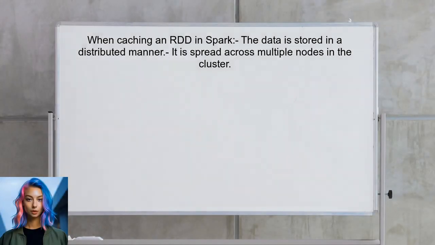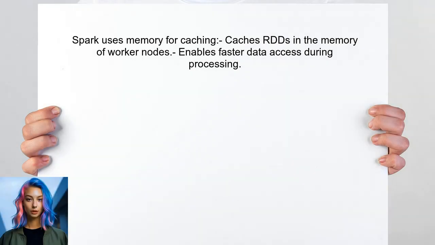When the user caches an RDD in Spark, it is stored in a distributed manner across the cluster. This means that the data is not confined to a single node, but rather spread out over multiple nodes in the system. The user should know that Spark uses memory for caching. Specifically, it utilizes the memory of the worker nodes where the tasks are executed. This allows for faster access to the data during processing.